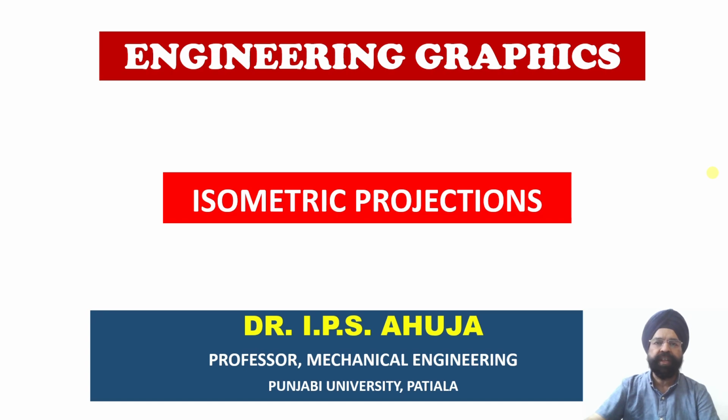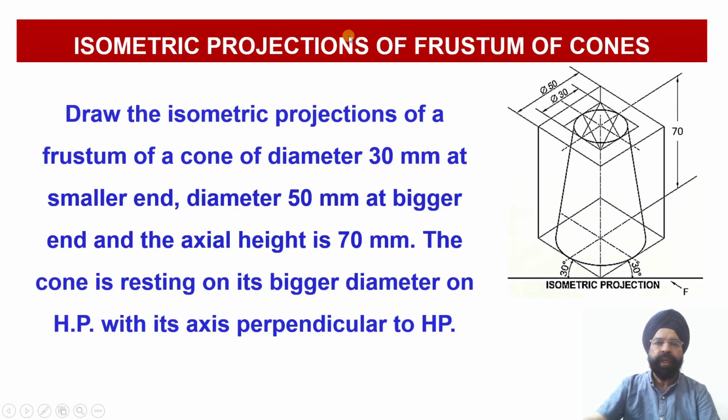Now today's discussion will be related to the construction of the isometric projections of the frustum of the cones. Now here we have a frustum of the cone. To begin with, we need to know what is the frustum of a cone. Whenever a cone has been cut by a cutting plane parallel to its base, the remainder portion of the solid which is containing the base is called the frustum of the cone.